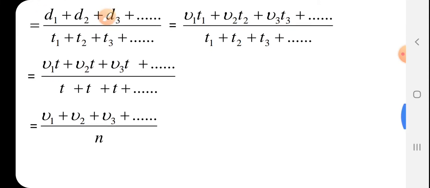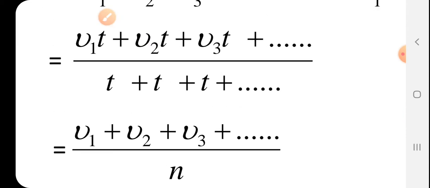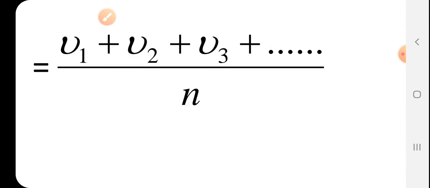I want to explain a special case when time t1, t2, t3 are equal. Then time t1, t2, t3 cancel each other and finally we obtain the simple average relation, that is summation of v divided by n. It means it's a simple mean value.